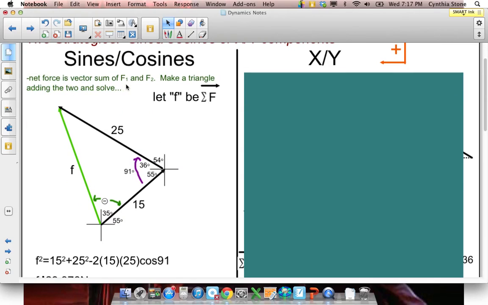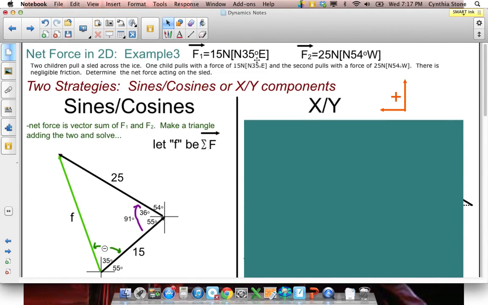Okay, so here we go. The net force is the vector sum. And by the way, so I don't draw this out every time, I'm just saying little f is my resultant force. So let's just look at the triangle. F1 is 15 newtons north, 35 degrees east. So there's the north right there, so it's 35 degrees east to that, and it's 15 newtons. There's my first vector. Then I add to that the second vector, 25 newtons, so it should be bigger in size, and north 54 degrees west. So there's my north, and that's 54 degrees west.